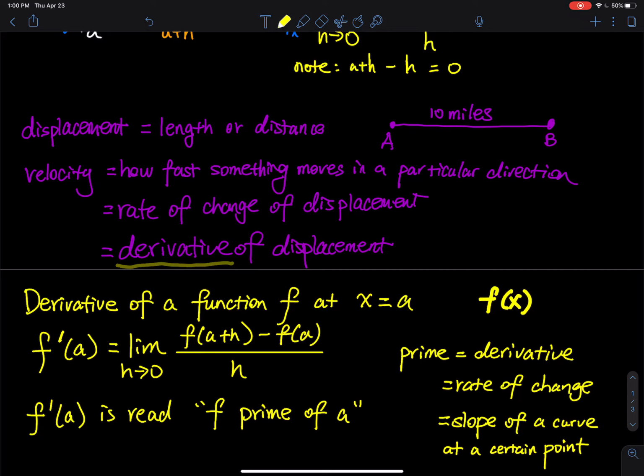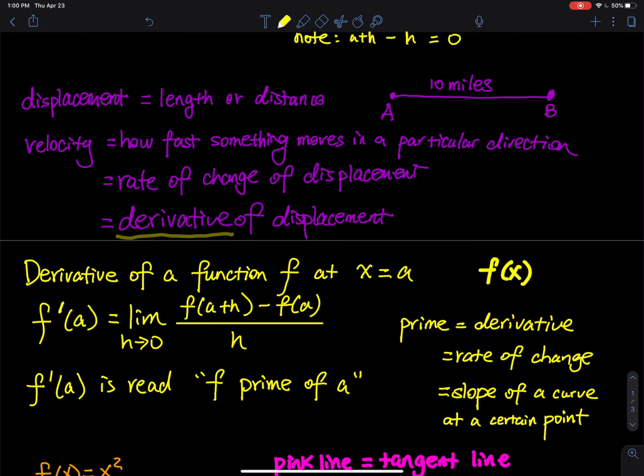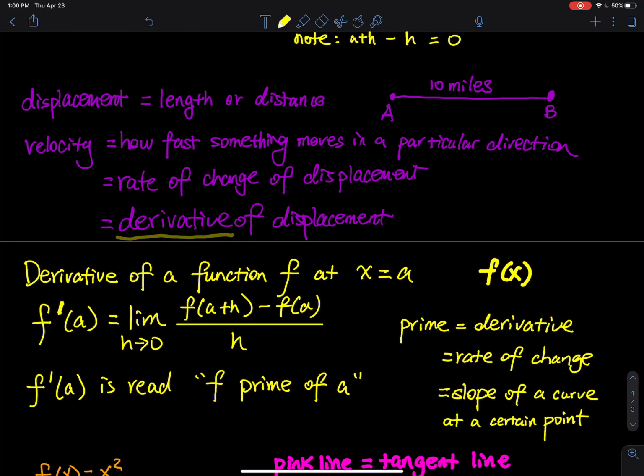So for derivative, assuming this is your first time studying derivative, we have to use another math notation. We call this f prime of a. The word prime is here. Prime stands for derivative. f prime of a is equal to the limit of f of a plus h minus f of a, and then the denominator is h, and then we let h go to 0.